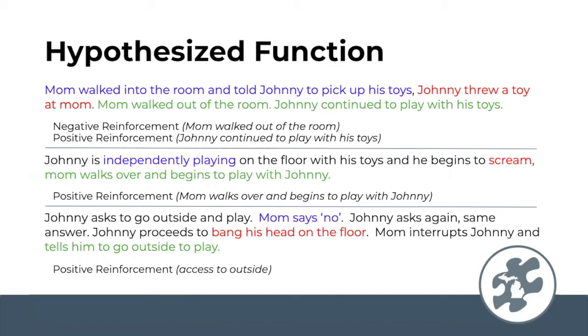In the third example, Johnny asks to go outside and play. Mom says no. Johnny asks again, same answer. Johnny proceeds to bang his head on the floor. Mom interrupts Johnny and tells him to go outside to play. Hypothesized function, positive reinforcement, access to outside. Positive because something's added to the situation. He gets to go outside. Reinforcement because he's likely to do this again in the future when he wants to go outside and mom says no, I'll just start banging my head on the floor. Mom will likely tell me to go outside and play.